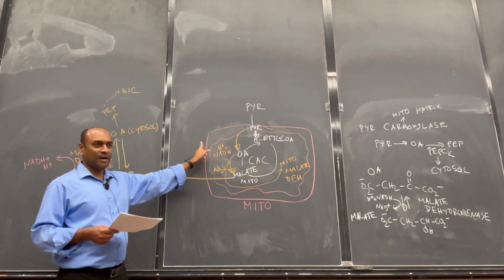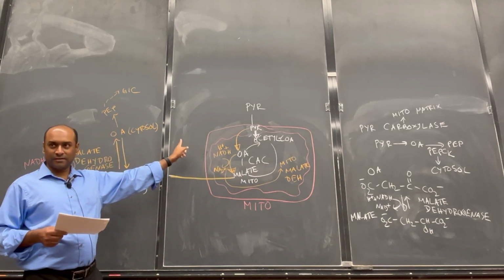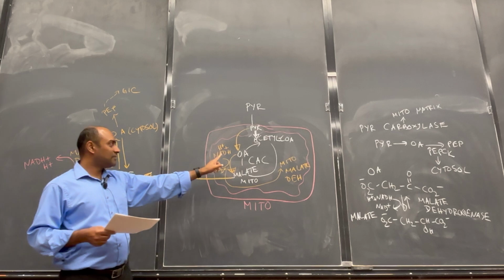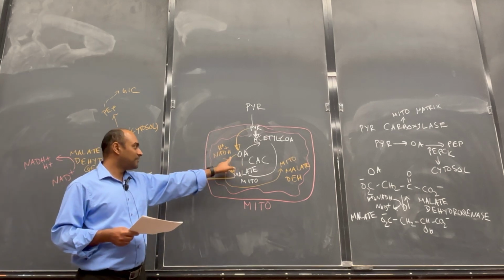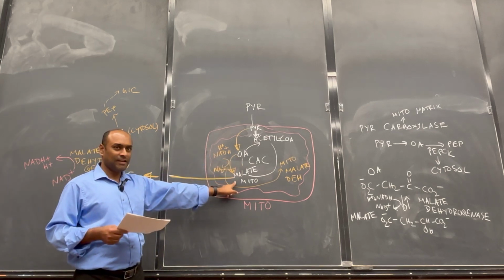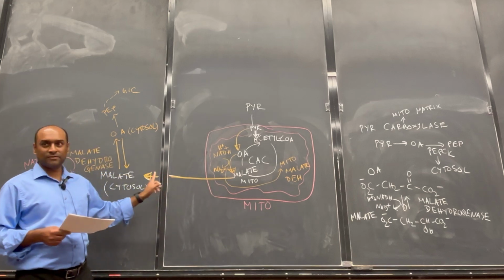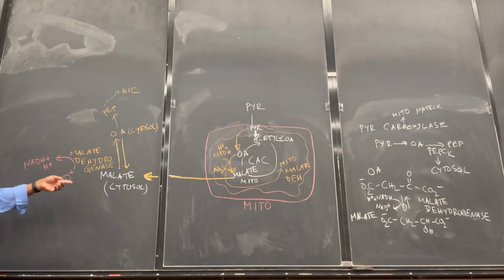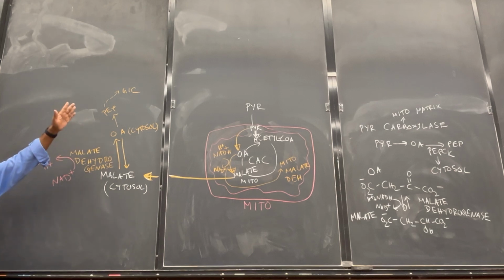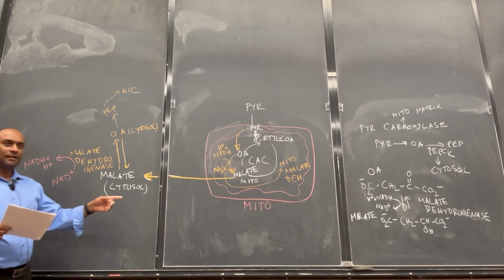And OA could simply come out, but there is no OA transporter. So a clever way to do it is to convert OA to malate in the mitochondria. Then malate can come out. And once malate is out, then you can make OA, right? And go to glucose.